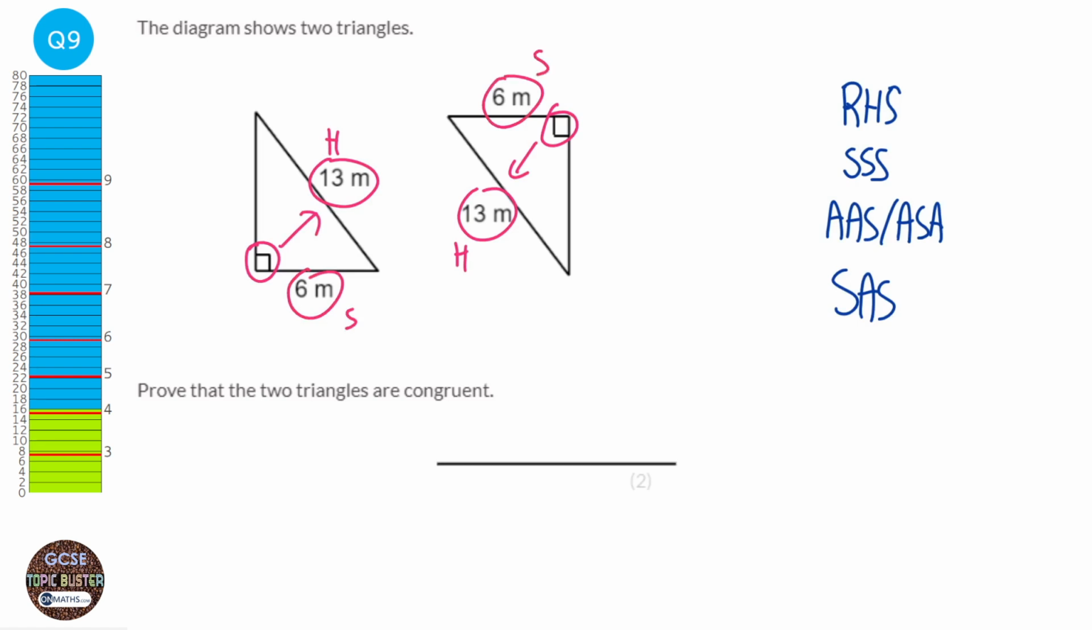Now, it's not going to be SSS because we don't have three sides. We do have a side and an angle and a side, but the two sides are not next to the angle, so it's not going to be that one. And we don't have two angles, so it's not going to be this one. So the last one is RHS, which is right angle, which we have, hypotenuse, which we have, and side.